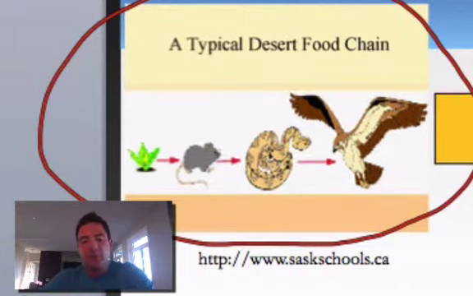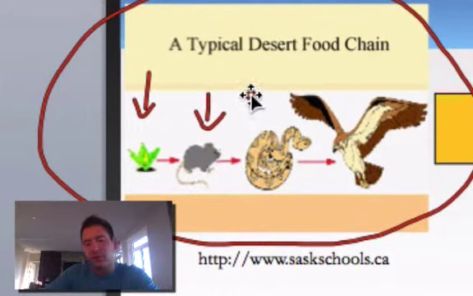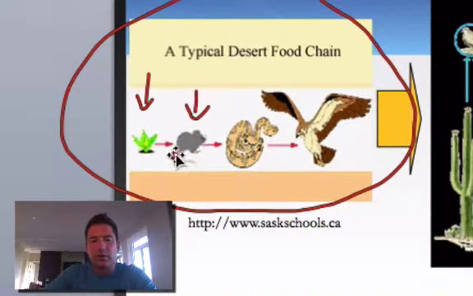But anyways, so we basically have our producer, which is going to be right here. Then we have our primary consumer. Now notice in this food web that the arrows are pointing away. Well, that is the direction of energy. So the mouse is going to consume the plant and the energy is going to move in this direction.